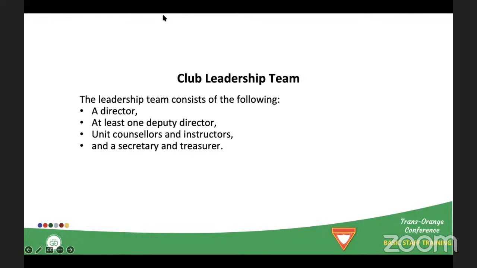Club leadership team. The leadership team consists of the following. We have a director, at least one deputy director. For some clubs that have so many kids, the deputy directors can be 2, in which case one is a female and the other one is a male. They are meant so that when you go for camps, at least there is one overseeing the male kids, and the other one the girls. And then we also have unit counselors and instructors. And then we have a secretary and a treasurer. Next slide.